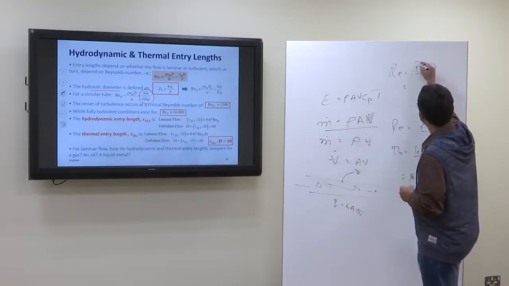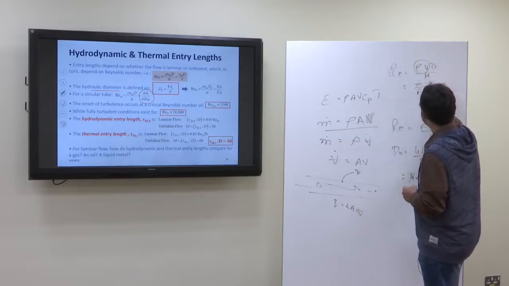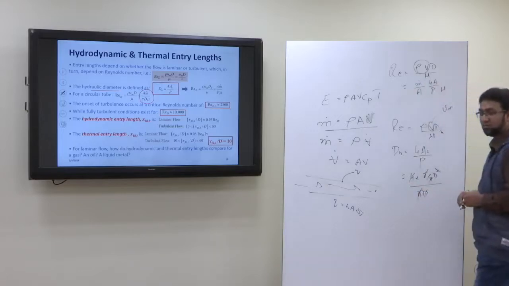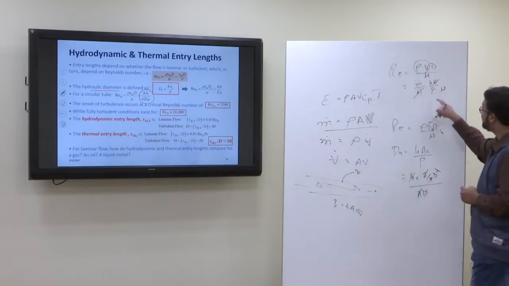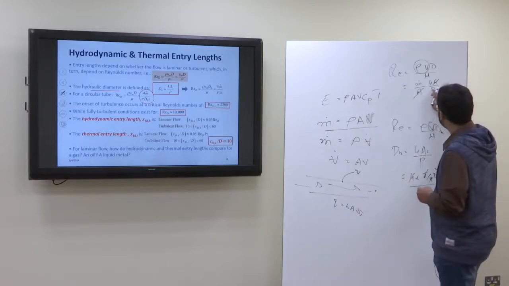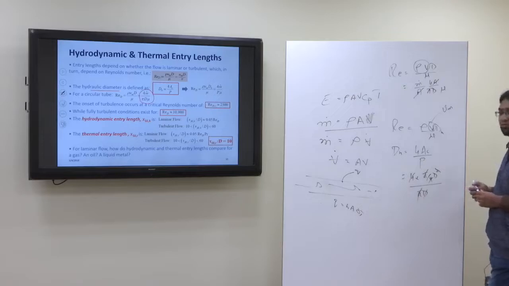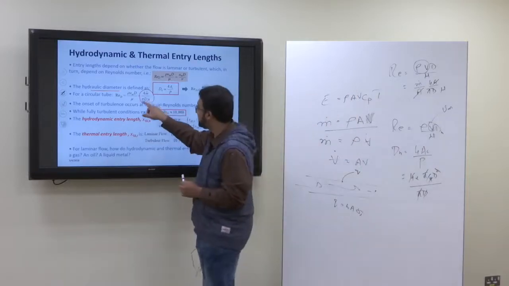Yes. So instead of rho times v, I can put m dot upon A, and D will be 4A upon P, right? And mu is here. So this A will cancel with this A. That leaves 4 m dot over P mu. For a circle, the parameter is pi D, so I put pi D instead of P. Did you get the same formula? 4 m dot upon pi D mu. For the case of a pipe, the Reynolds number can be written like this.